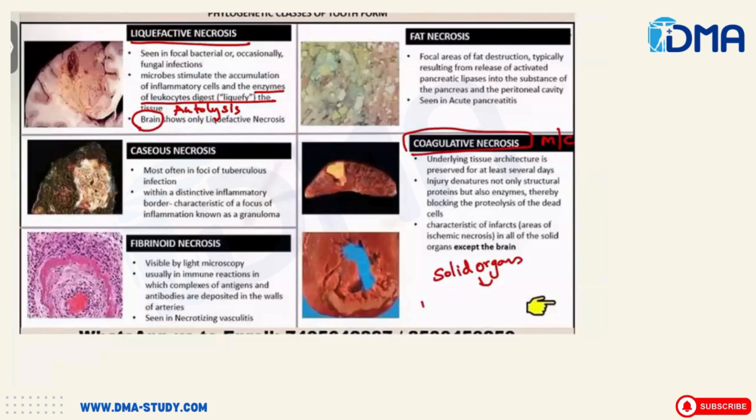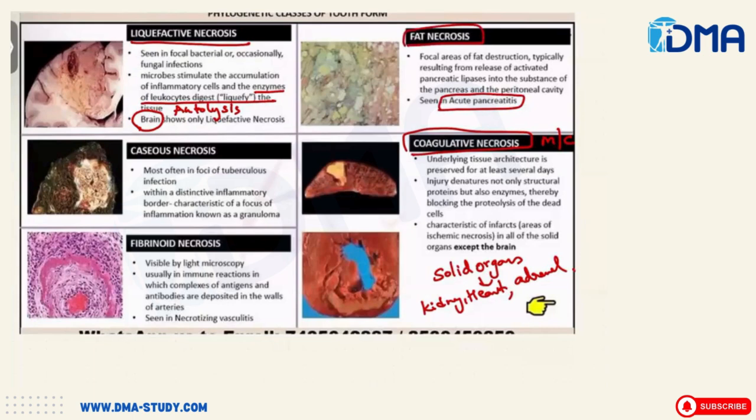Solid organs like the kidney, heart, adrenal. Okay. Then what is the necrosis that involves the pancreatic lipase? When the pancreatic lipase is activated, it happens in acute pancreatitis, right? So in this acute pancreatitis, you see fat necrosis.